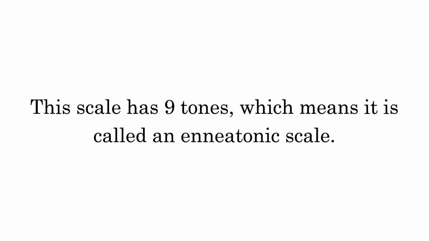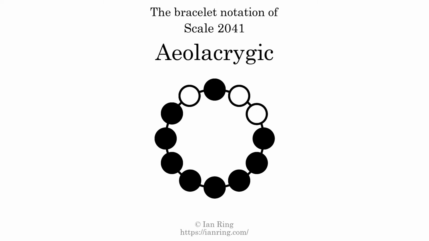This scale has 9 tones, which means it is called an enneatonic scale. This is a bracelet notation diagram of scale 2041. The shaded circles represent tones that appear in the scale, and they are read clockwise, starting at the top.